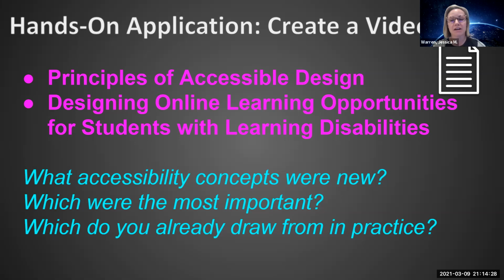I'm here to talk to you about two of the articles that we went over in our learning today, all addressing accessibility. So the first one was Introduction to Web Accessibility by WebAIM.